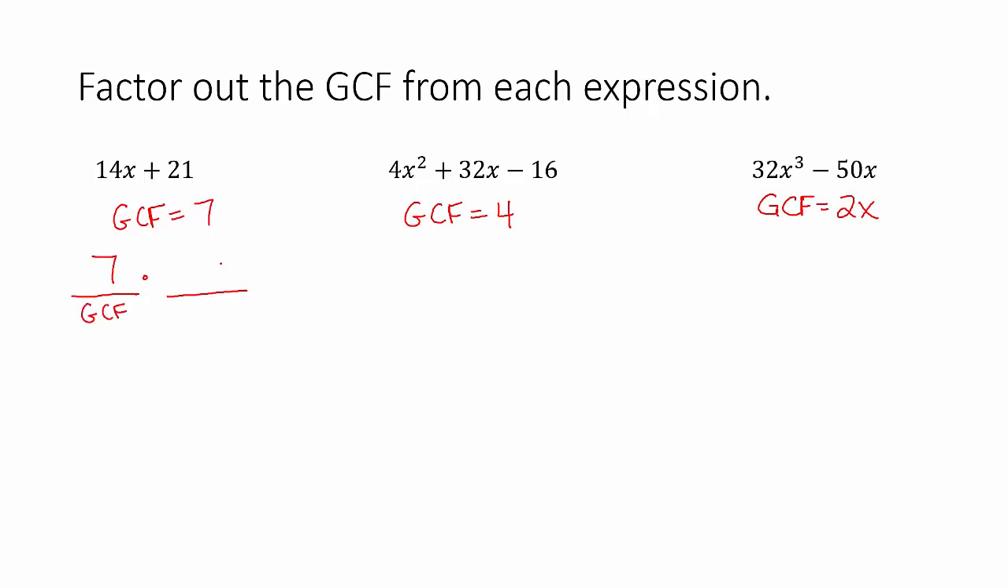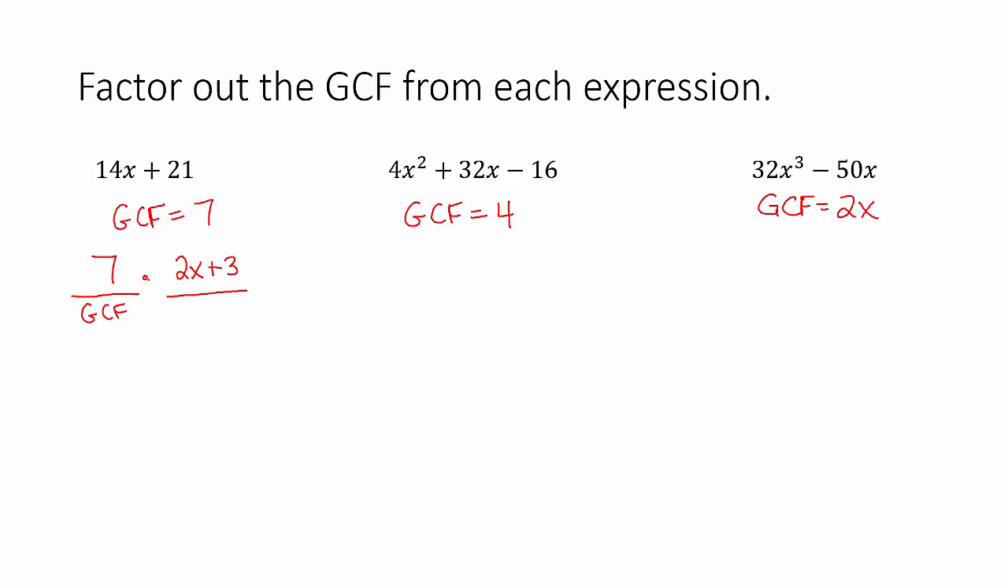We need to figure out, well, what is this part going to be? 7 times what would get us 14x plus 21? Well, in this situation, we can also think of this as a division problem. If we take 14x and we divide it by 7, what do we get? We get 2x. And if we take 21 and we divide it by 7, what do we get? We get 3. So we're actually getting a binomial.